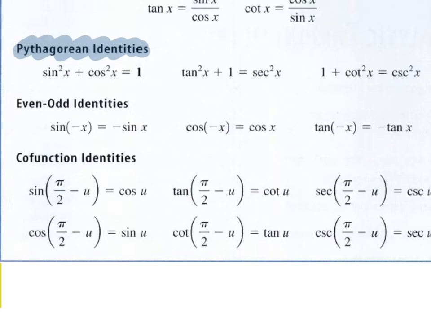Pythagorean identities. Then comes even and odd, and even and odd we have also talked about, right? Remember we said that the even ones are cosine and its reciprocal function, which is secant, and then the odd are sine and tangent.